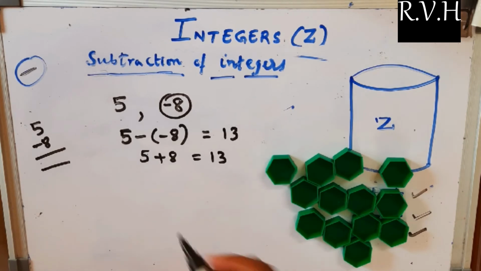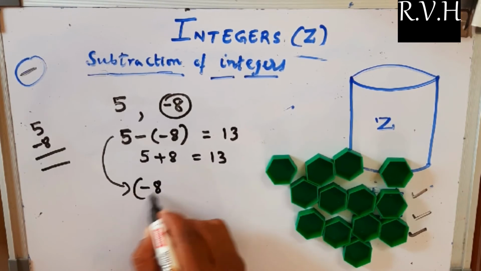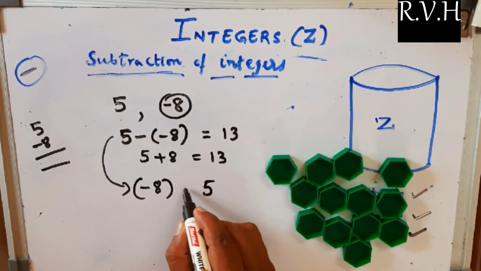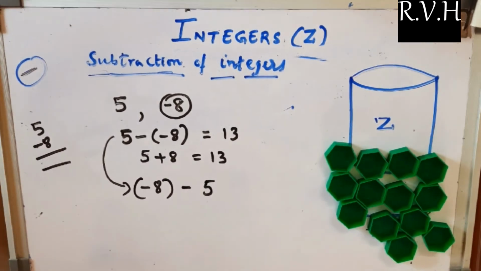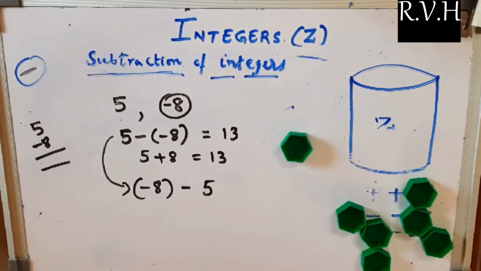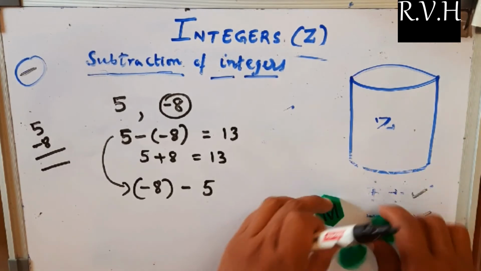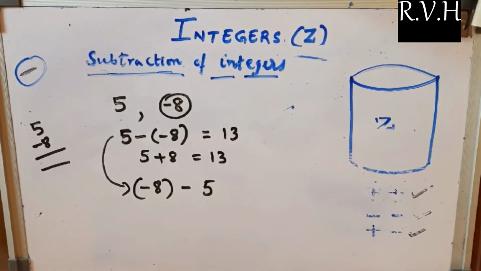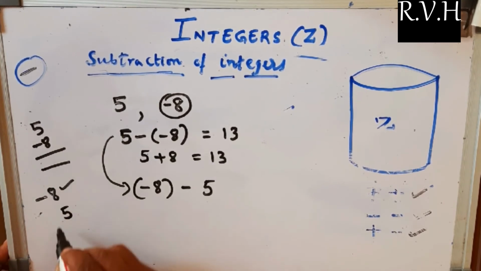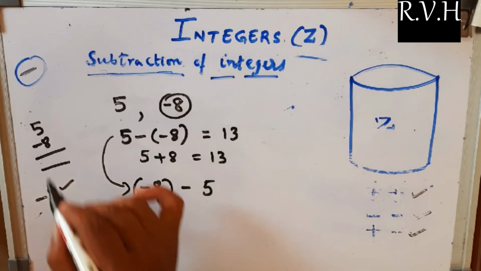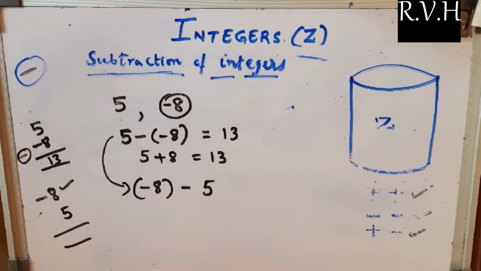Okay, right. Now, let me exchange the places. So let me bring first minus 8 and then minus 5. So from minus 8, I am going to remove 5. This also settles all the cases for subtraction, right? So from minus 8, I am subtracting 5. So here what is subtraction? What we got? 13. Okay, right.